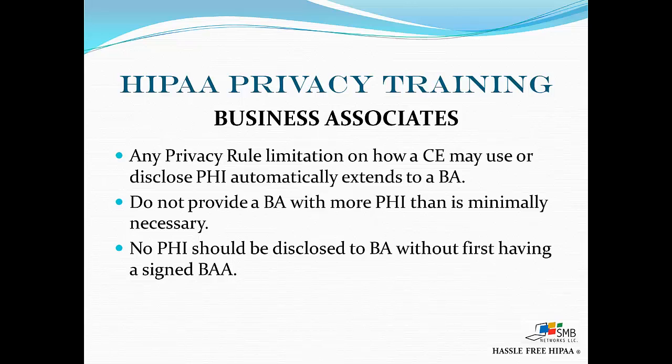And business associates. Any privacy rule limitation on how a covered entity may use or disclose protected health information automatically extends to how a business associate may use or disclose the protected health information. Do not provide a business associate with more protected health information than is minimally necessary. And no protected health information should be disclosed to a business associate without first having a signed business associate agreement in place with your practice.